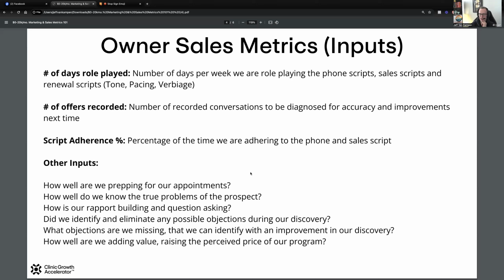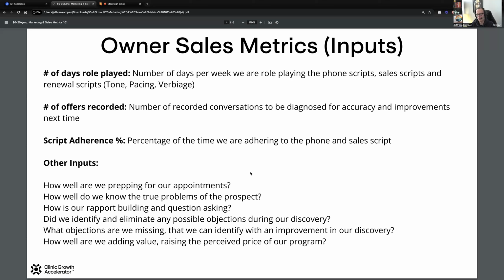Okay. And then the last would be how well are we adding value, raising perceived value of the program. So how well are we demonstrating the report of findings? How are we engaging the prospect? How are we just keeping that value stream in terms of deliverables high?